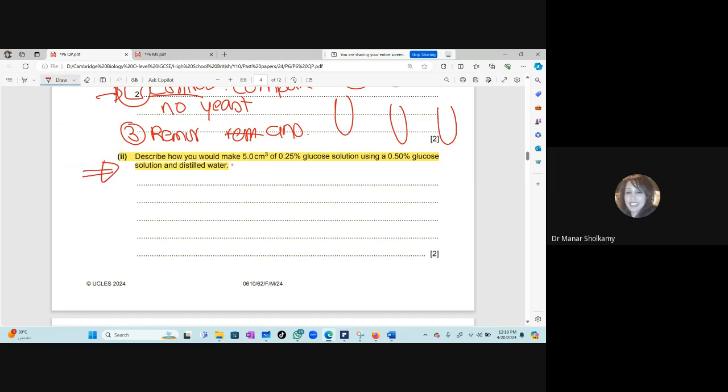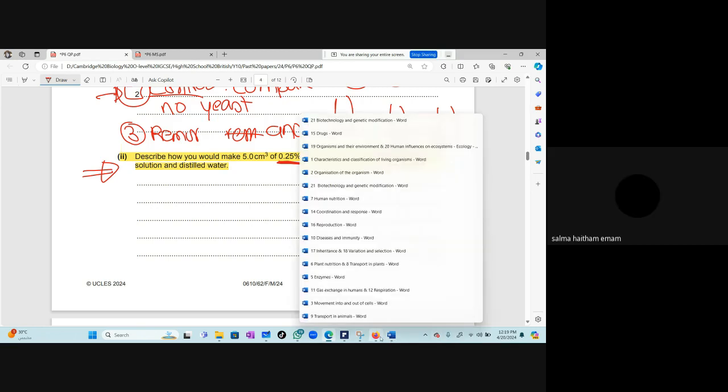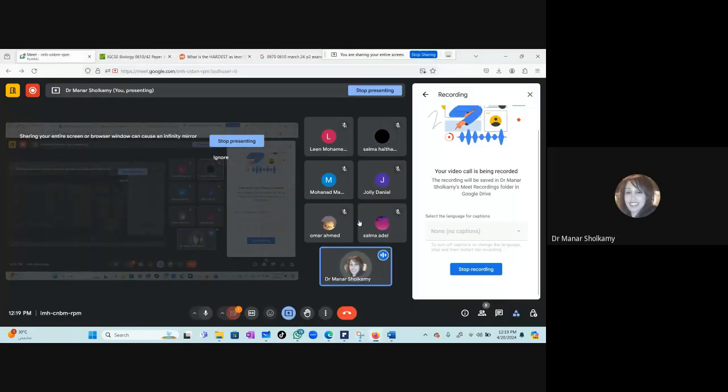You have a glucose solution that is 0.5%. We want to reduce this concentration to 0.25. So what are you doing to this glucose solution? You will dilute it. When you want to dilute anything, what do you add to it? Water. I want everyone to participate, not only Selma. Muhannad, Lean, Jolly.